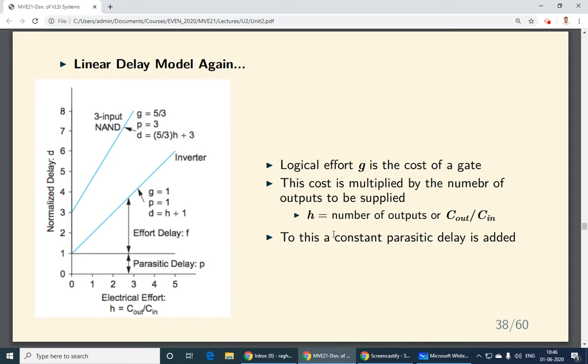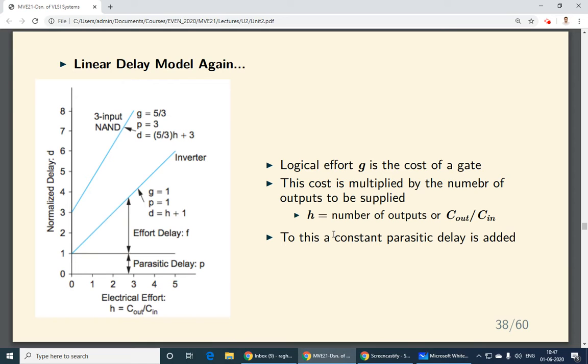And we also mentioned that the equation is similar to the equation for potential energy, mg into h. Mg is the cost, which is measured in terms of the weight of the body, and h is the height. Similarly, here also g is the cost of the gate, and if it has to drive h amounts of fan out, then cost becomes g into h. Added to that is a constant parasitic term p. So total delay is gh plus p, and we looked at all these terms. We calculated it for many different gates.